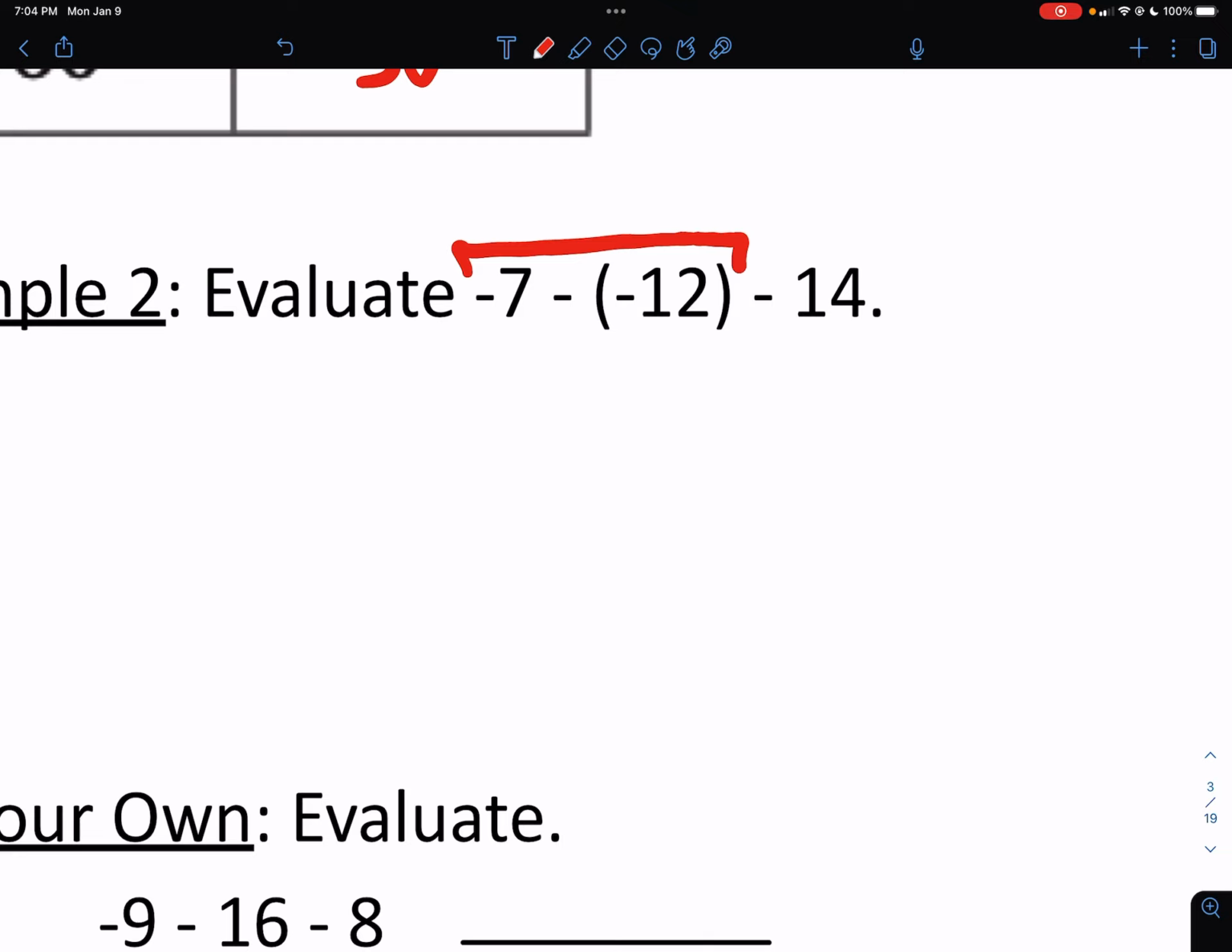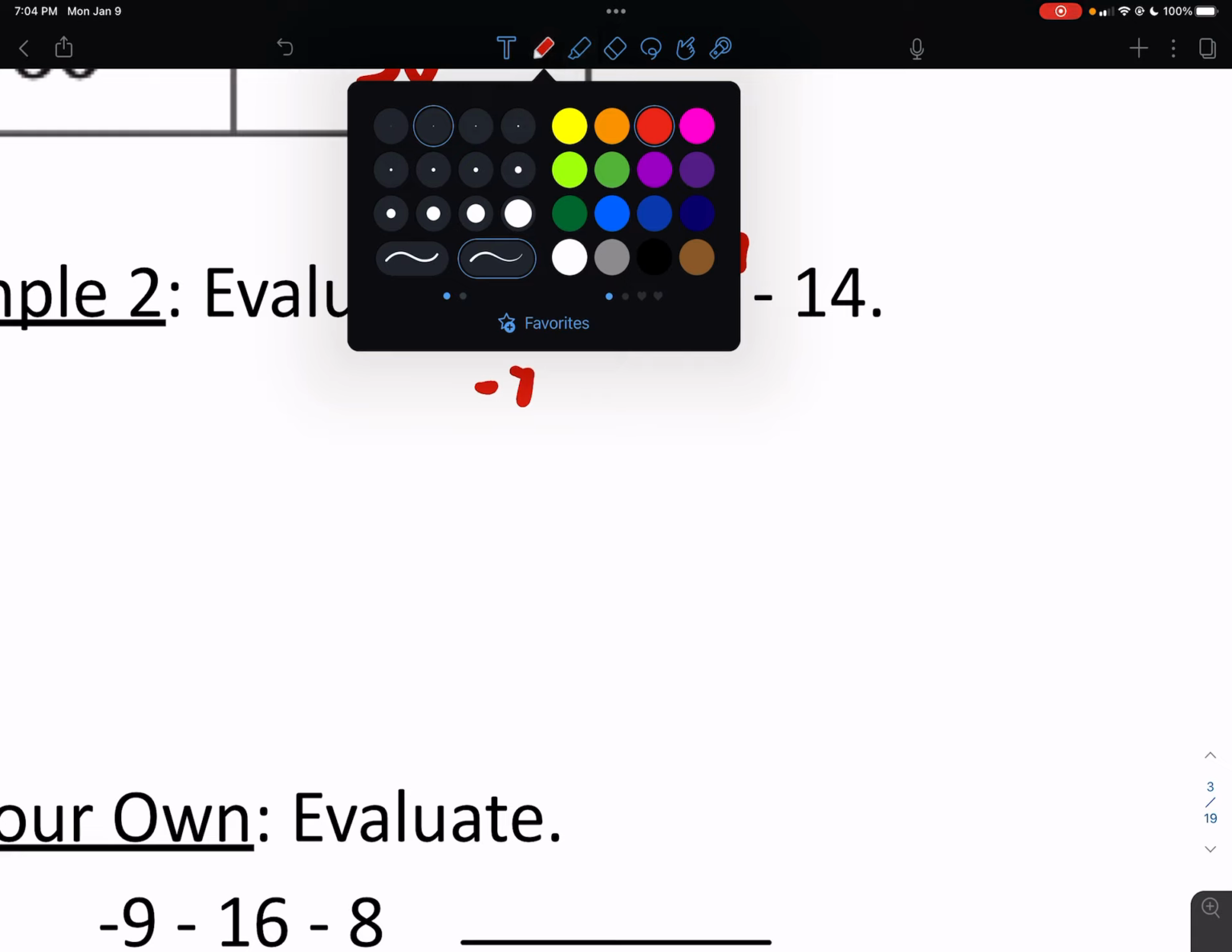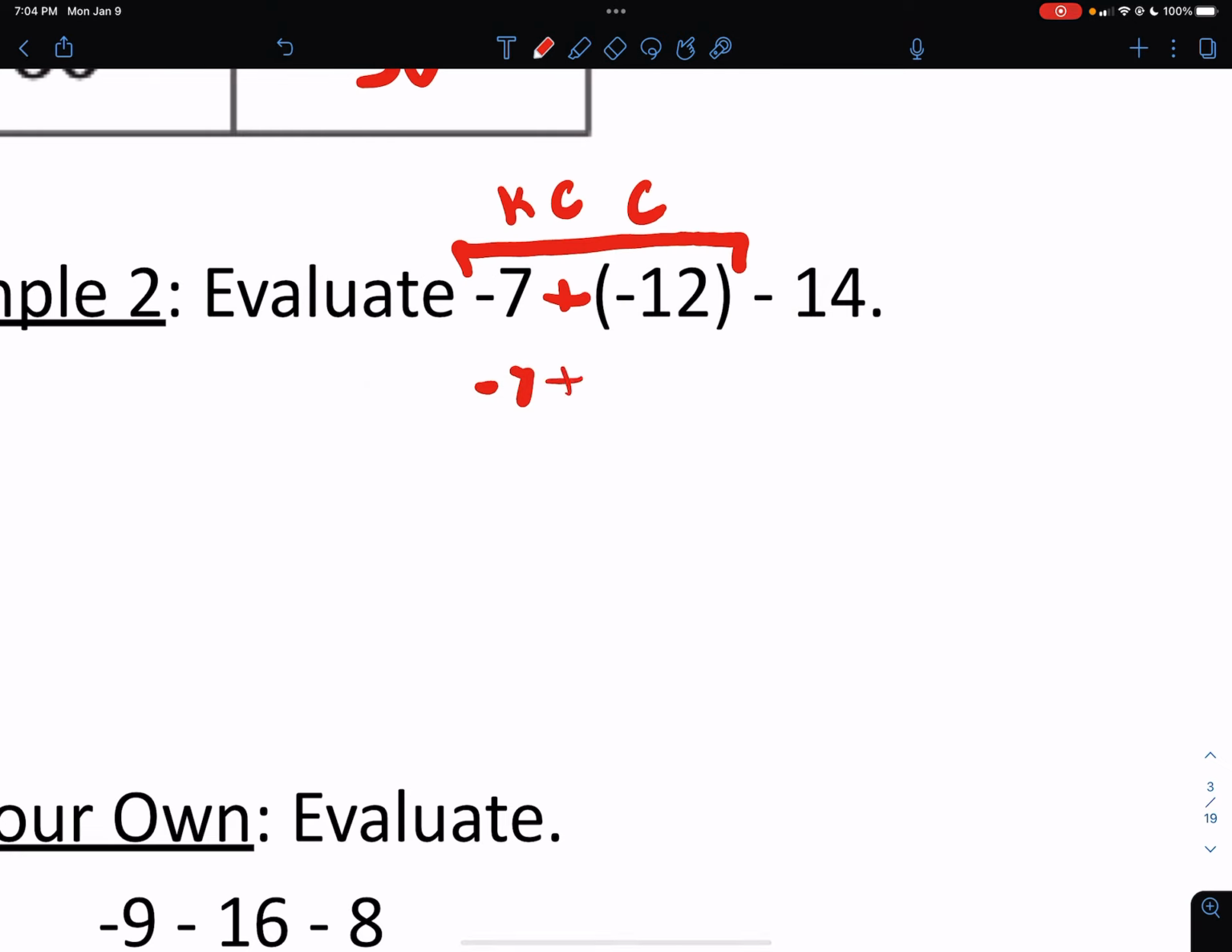Anytime you have subtraction, you're going to keep, change, right? So you have -7, change this to plus, right? And then you're going to change this also to plus. So you have -7 plus 12. If you have -7 plus 12, think of this as money, right? If you have -$7 and then someone gives you $12, how much money do you have? You have positive $5. Right? And then you bring the next part down.